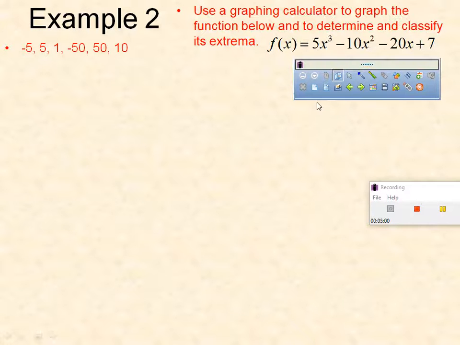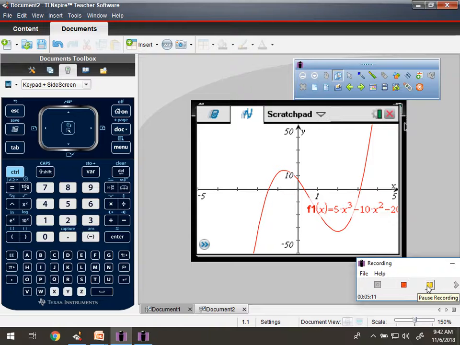Grab your graphing calculator and put in the function 5x cubed minus 10x squared minus 20x plus 7. What I have here now, guys, is my cubic function. And so there's my function. And the way I'm going to do it is I can visually see that this is a relative maximum, and this is a relative minimum. But I need to know what those points are.